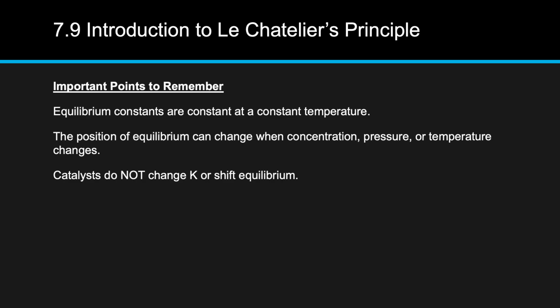A few important points to remember for this video and for the entirety of Unit 7. Number 1 is that equilibrium constants are constant at a constant temperature. So what that means is the equilibrium constant is only going to change if you change the temperature. If the temperature remains constant, then the equilibrium constant is also constant. The next point is that the position of equilibrium can change when concentration, pressure, or temperature changes.